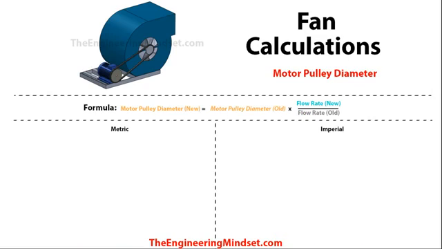Another way to do this, if we know there has been a change in the flow rate and we need to know what the change in diameter for the pulley will be on the motor, then we can use this formula here, which is the new pulley diameter is equal to the old motor pulley diameter multiplied by the new airflow rate divided by the old airflow rate.